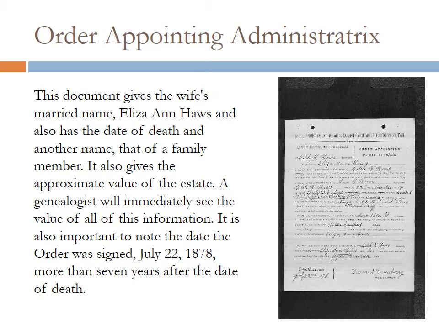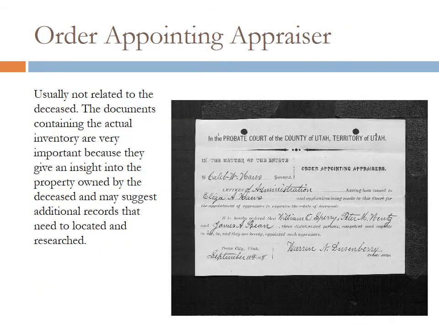It's also important to note that the order was signed in 1878, more than 7 years after the date of death. In other words, before you would find this probate file, if you started searching from the date of death, you would have to go through 7 years of court records.